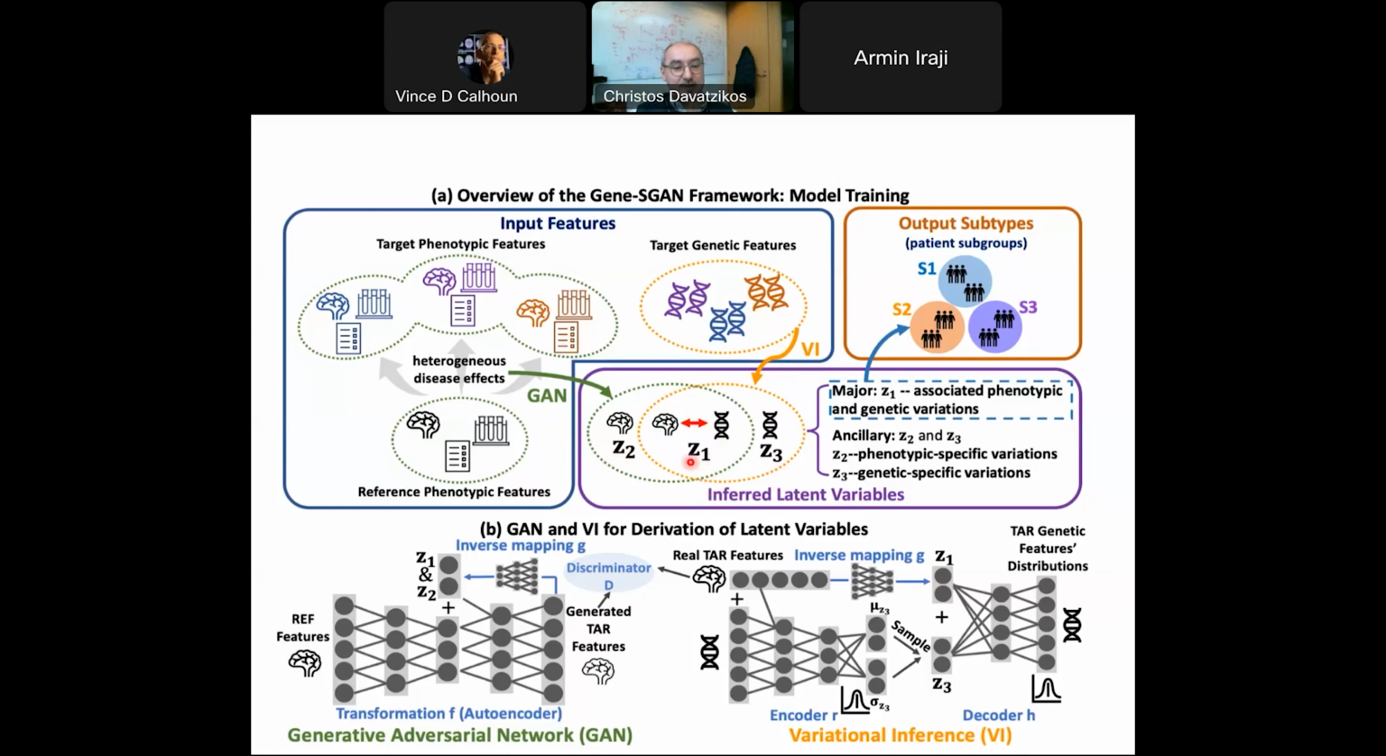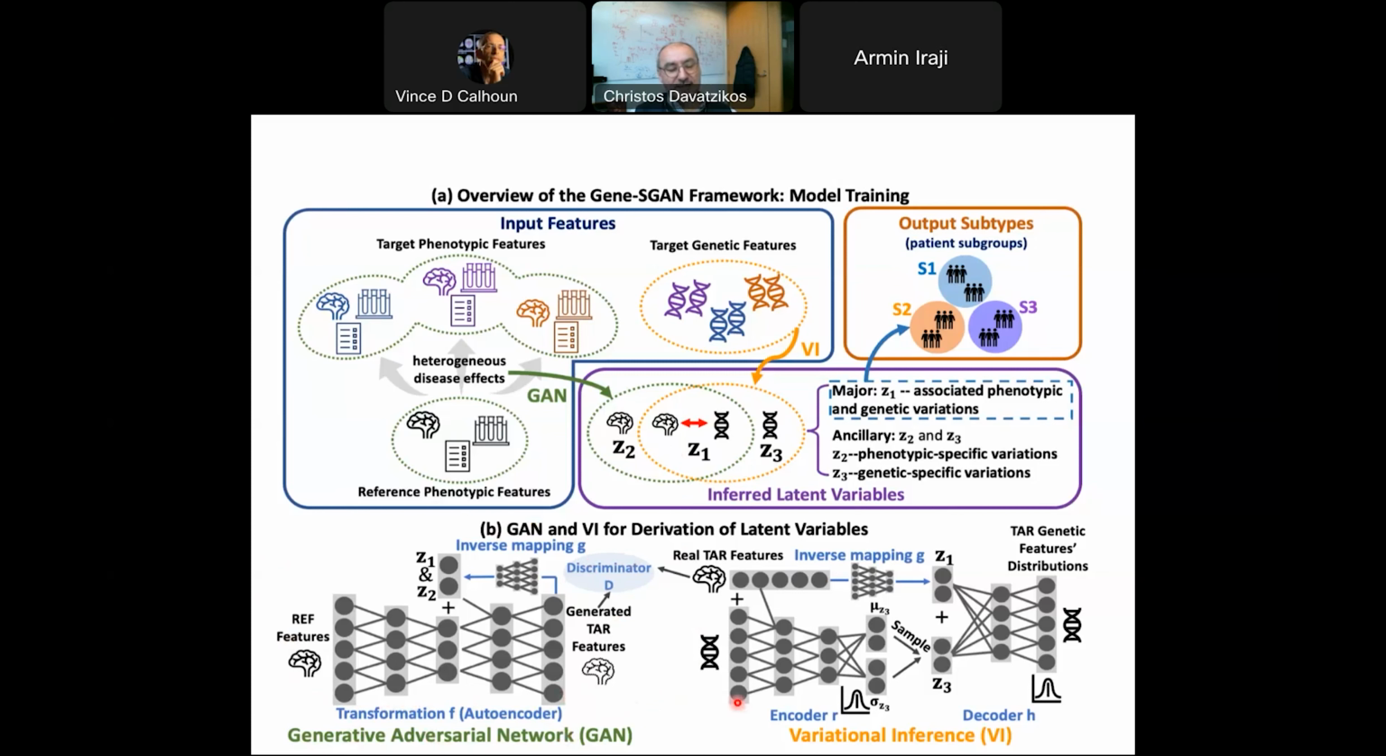Here we have three families of variables. Z2 are the ones that are explaining only phenotypic variability, so brain changes. Z3 are explaining only genetic variability, and then Z1 is explaining both genetic and phenotypic variability. And Z1 is the one that you want to look at if you're looking for endophenotypes of the disease. So his networks were exactly as before, which is essentially what I had shown before.